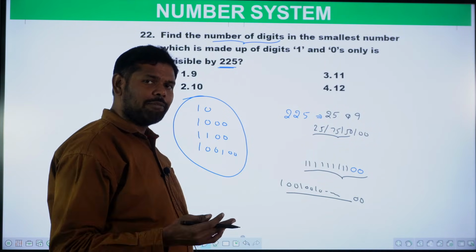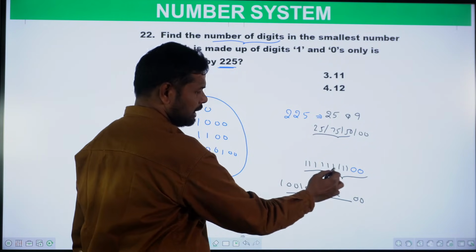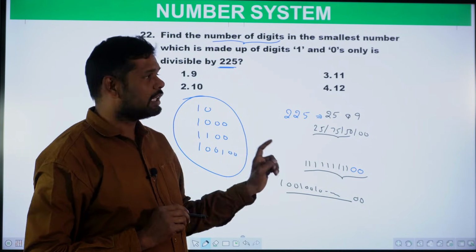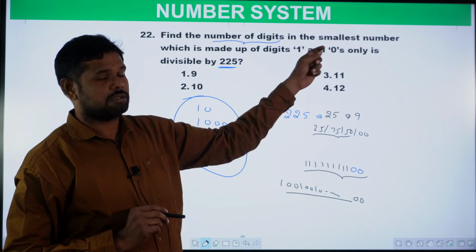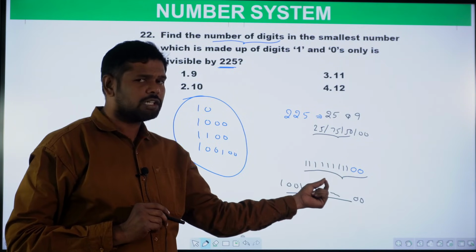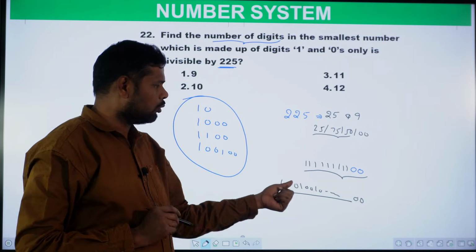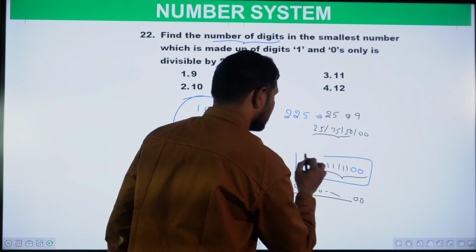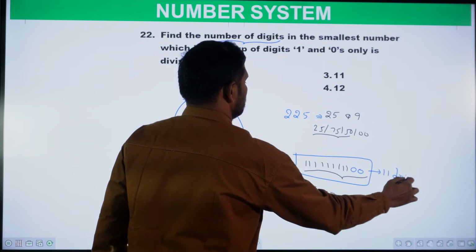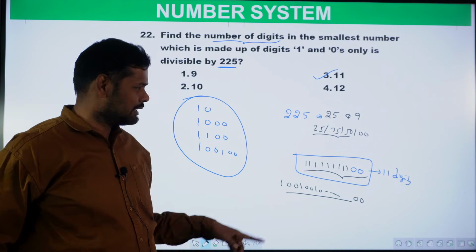But any number beyond this, suppose you add any extra zero or a zero in the middle, definitely that number is greater than this number. But they are asking for the smallest number. Smallest number means this is the smallest number. Clear? Definitely the last two digits are 0 and the remaining are filled with 1s. How many digits in this number? 9 ones and 2 zeros. Total how many digits are there? 11 digits in that one. Zeros are also digits. You need to count. That is the 11 digit number.